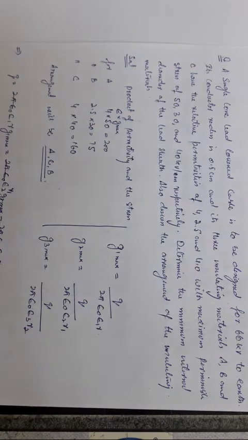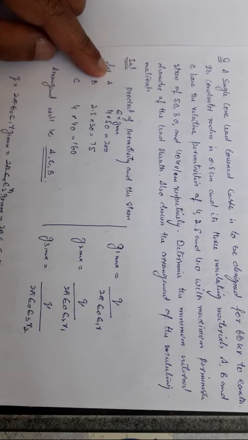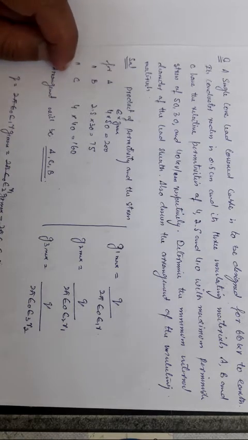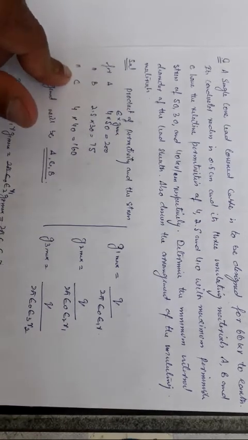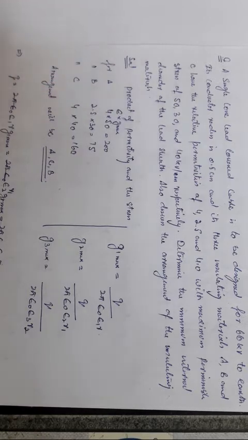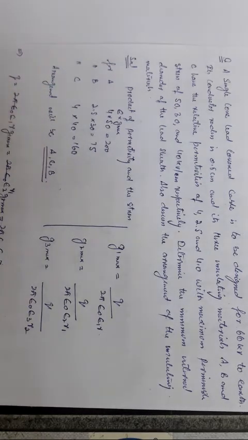So here A is to be kept near to the conductor, then it is C whose product is 160, which is greater than 75, and then B. So the arrangement will be A, C, B around the conductor. That means we have to first keep A close to the conductor, then over A we have to use C, and then B.